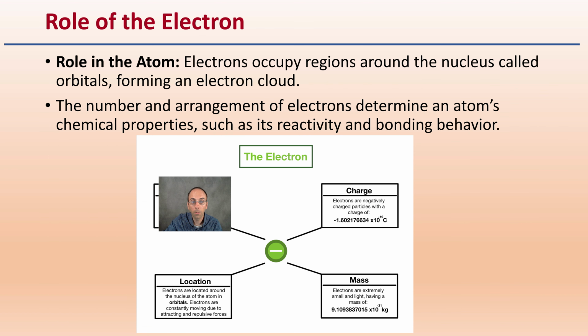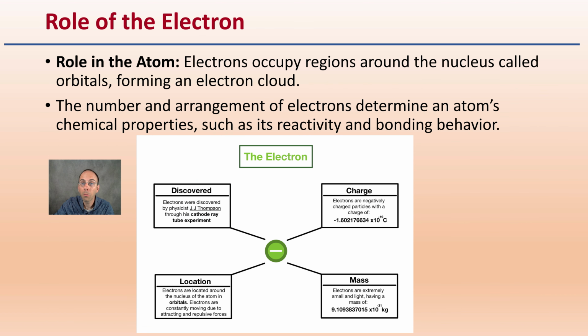So what's the role of the electron? Well, electrons occupy regions around the nucleus called orbitals, and they form the electron cloud. J.J. Thomson is the one who identified them. The number and arrangement of electrons does determine an atom's chemical properties, such as its reactivity, as well as its bonding behavior. Its location, again, those orbitals around the nucleus, charge is basically -1 as far as we're concerned, and the mass is very, very light, often neglected in mathematical equations.